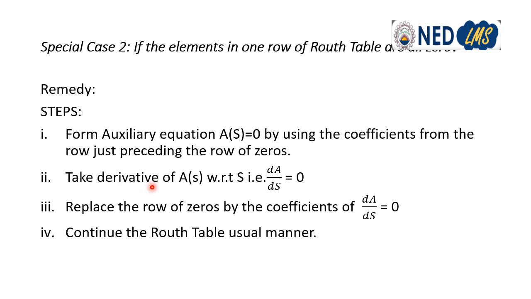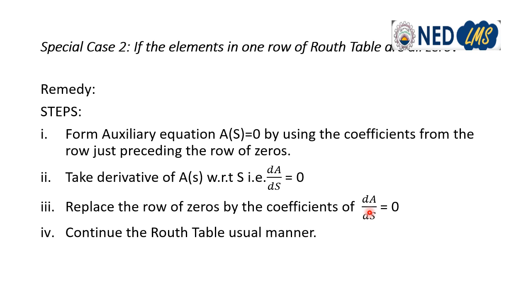Then the second step, we take the derivative of the auxiliary equation with respect to s, that is dA/ds. We take the derivative and equate it to 0, and then we use the coefficients of dA/ds to replace the row of zeros. So we are replacing the row of 0 by the coefficients of dA/ds. Once we have replaced all the zeros, we can continue the routh table in the usual manner.